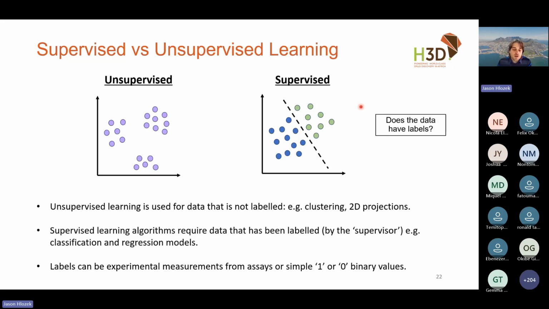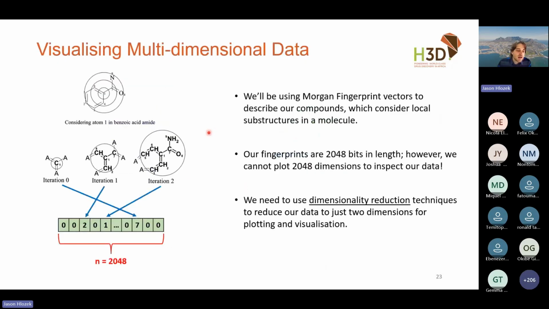So this could be solubility, it could be activity, 1-0 for active, not active, or an actual IC50 value, how potent it is. And so this we call supervised learning, where the data has labels. So in either case, we still need to describe our molecules. We're going to talk about the unsupervised case now, and something you'll see very often in literature for models is these things called Morgan fingerprints or extended connectivity fingerprints, ECFP.